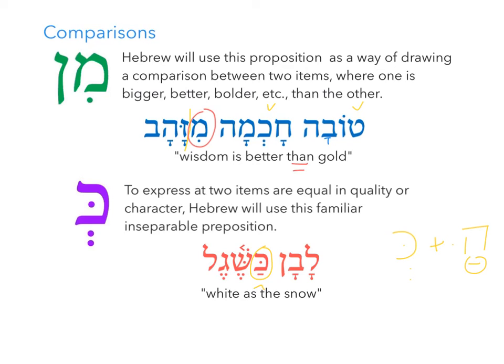Min comparisons take a bit more working with the translation to get that better than, but here it's more or less we're translating form for form, word for word.